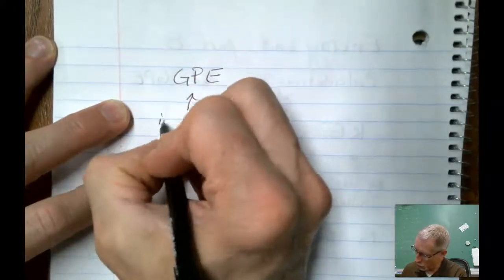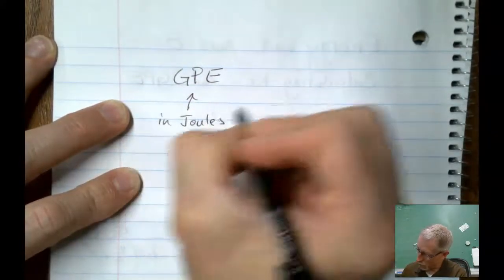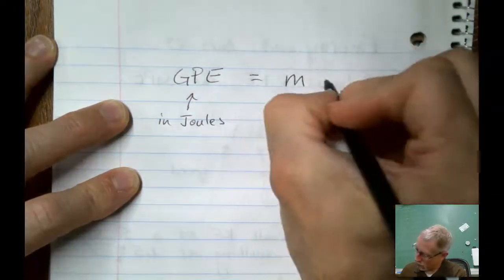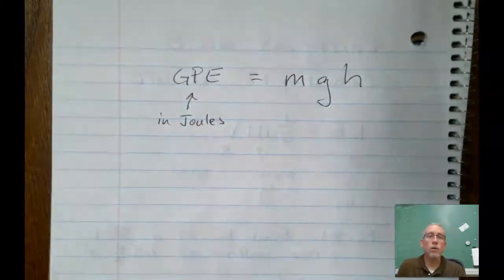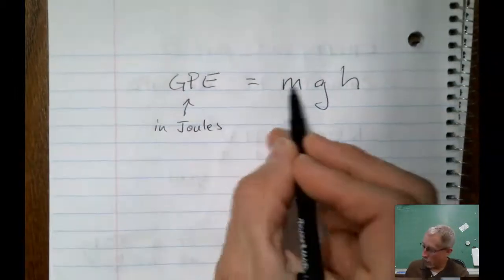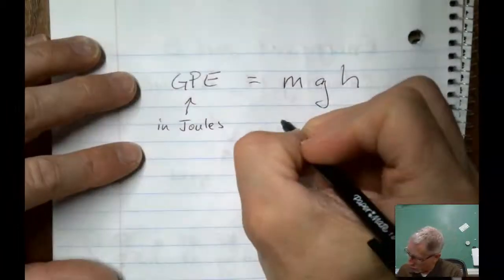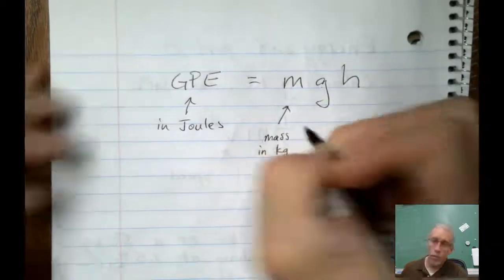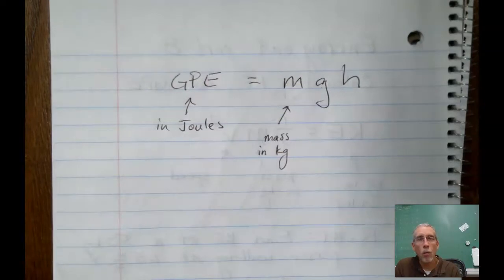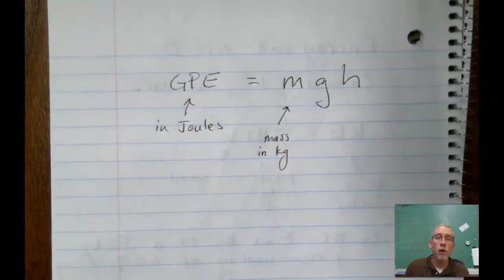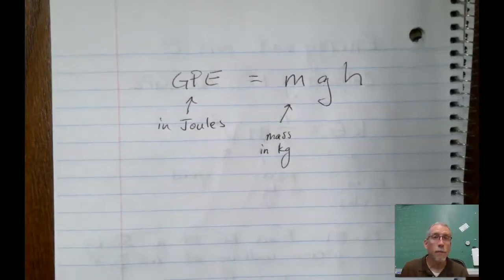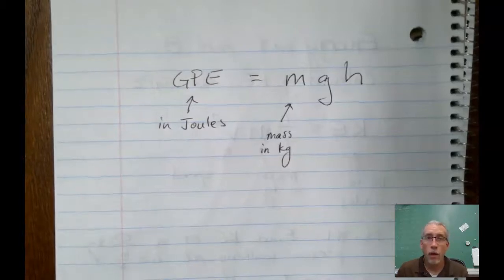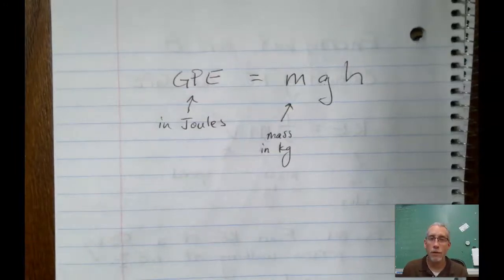Again, this is in joules. And it's 3 things multiplied together. M, G, and H. Okay? So here again, mass in kilograms. It kind of makes sense, I hope, that if you've got 2 things that are held up high, one really heavy and one really light, that the heavy thing has a whole lot more potential to cause some damage if it were to fall on you. I'd rather be hit with a ping pong ball falling from a height rather than a bowling ball, for example. The only difference there is the mass.